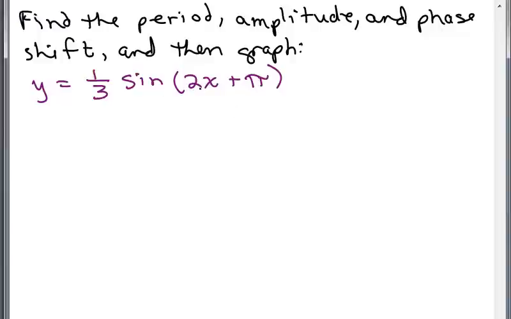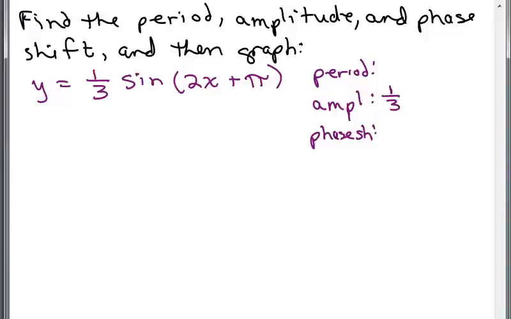The amplitude's pretty simple, this 1/3 up here. So that one's going to be simple, but we also need to state what the period is. So let's do the amplitude. And we're going to have to do the phase shift. Okay, the amplitude's the easy one. That's 1/3 because that is the coefficient in front of the sine. And of course, it's the absolute value. So if it was negative 1/3, the amplitude would still be 1/3.